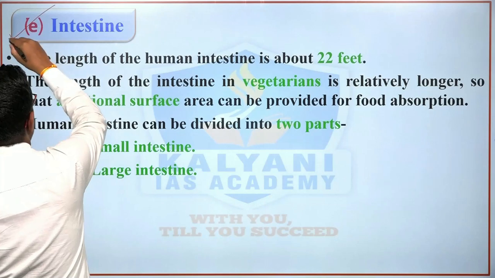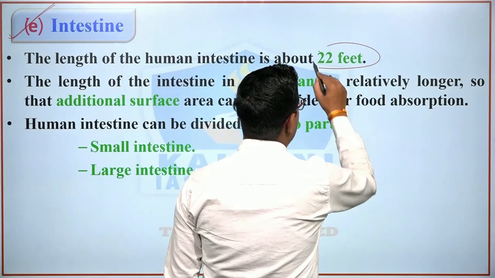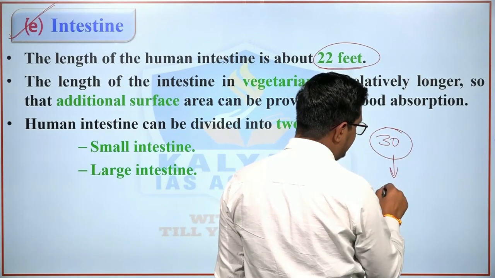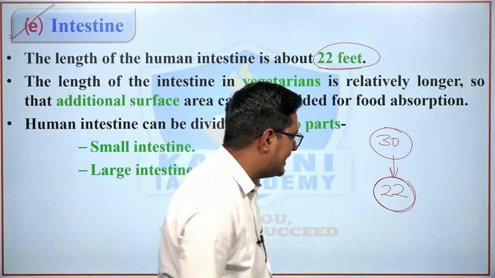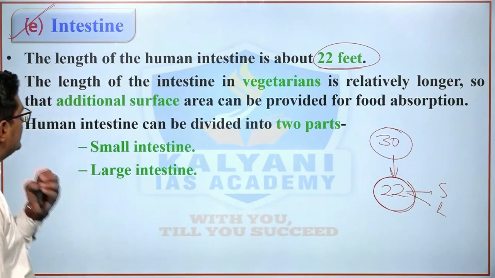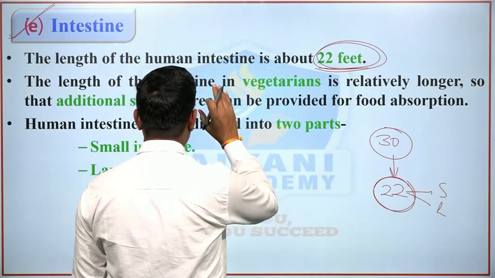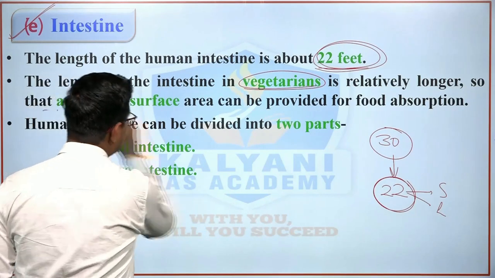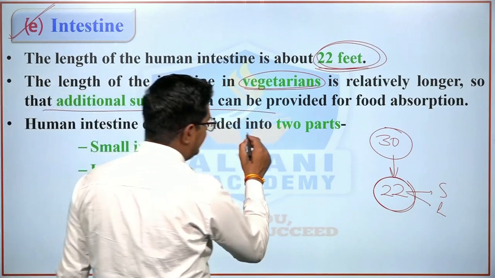Now food comes to the intestine, right. So the length of human intestine is about 22 feet. See, the length of alimentary canal is 30 feet, out of which the length of intestine is 22 feet. और इस जो 22 feet length है, इसमें small intestine भी आती है और large intestine भी आती है, right. The length of intestine in vegetarians is relatively longer, right, so that additional surface area can be provided for the food absorption.